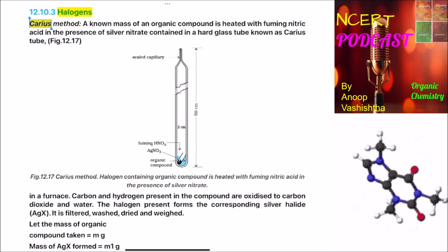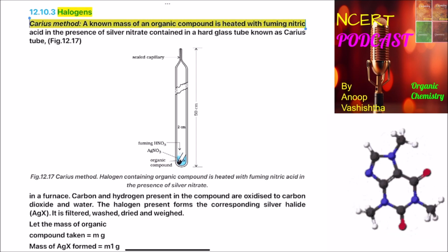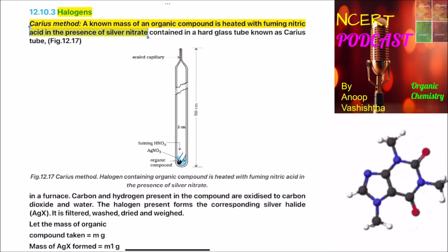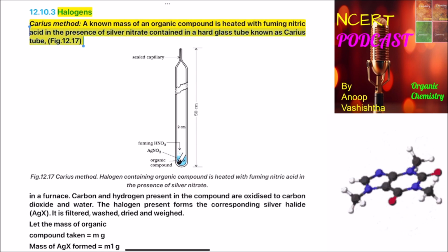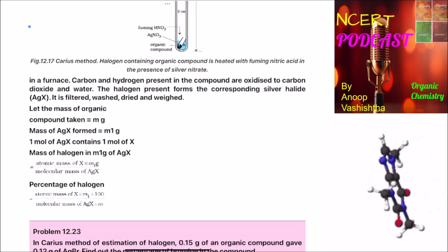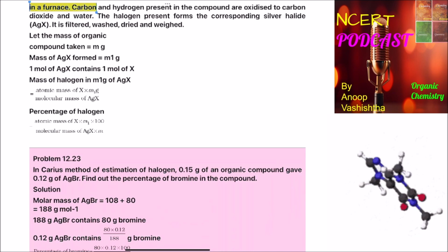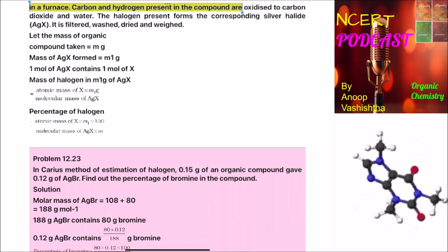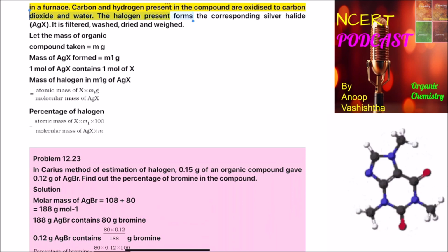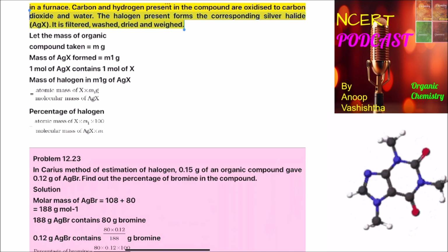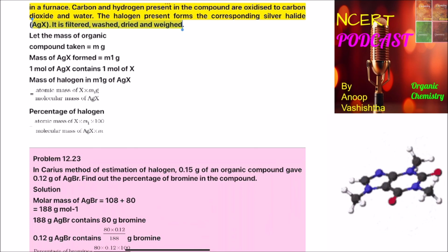Halogens. Carius method. A known mass of an organic compound is heated with fuming nitric acid in the presence of silver nitrate contained in a hard glass tube known as Carius tube. In a furnace, carbon and hydrogen present in the compound are oxidized to carbon dioxide and water. The halogen present forms the corresponding silver halide AgX. It is filtered, washed, dried and weighed.